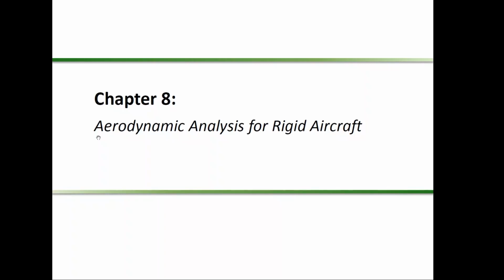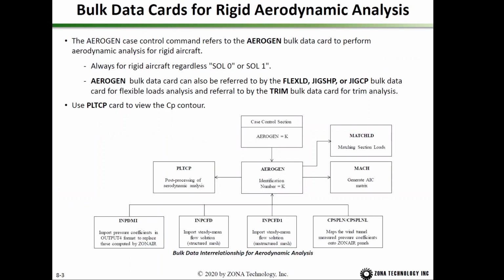Chapter 8, Aerodynamic Analysis for Rigid Aircraft. And the card to generate aerodynamic pressure distribution on rigid aircraft is called the AEROGEN card. And this AEROGEN card is referred to by the case control card called AEROGEN.